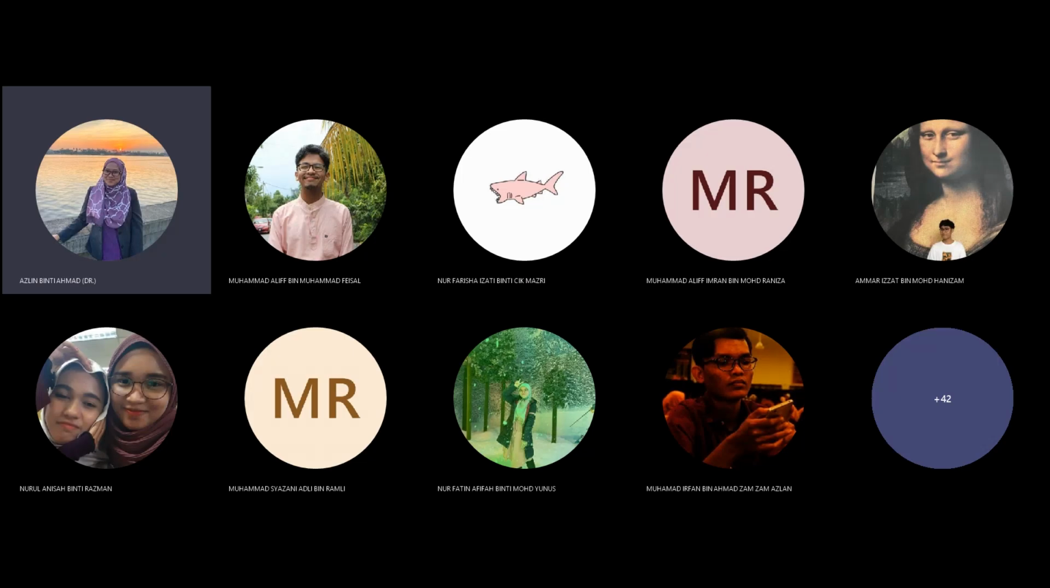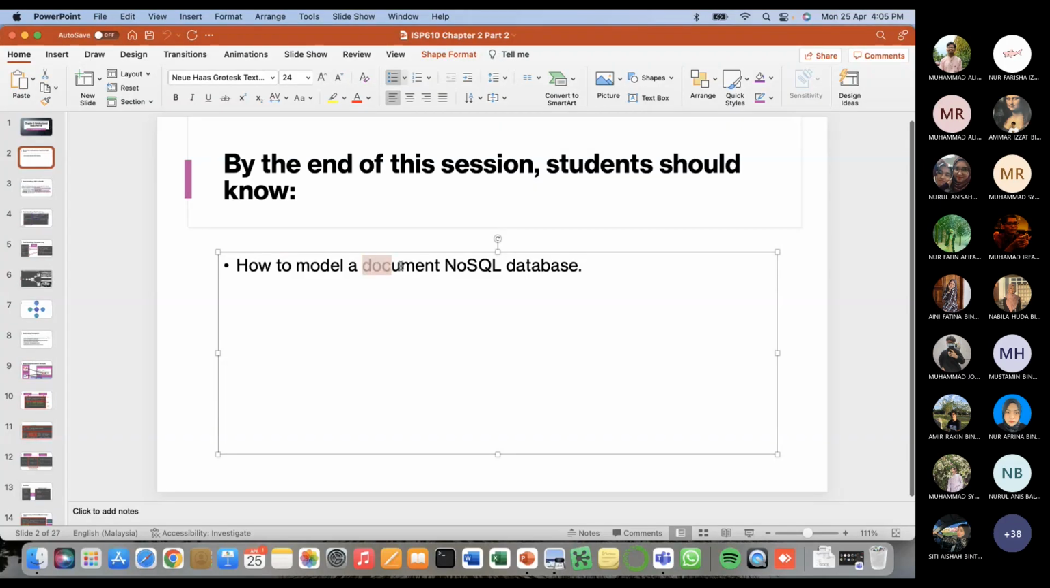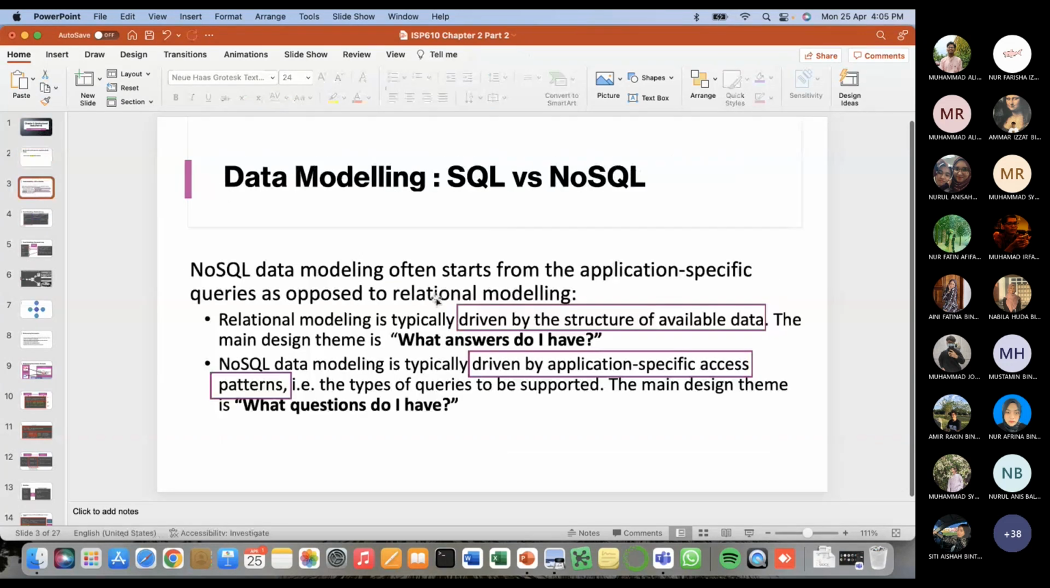Okay. Part 2 is how to model a document for NoSQL database. So when they say document, it means it refers to the document-based database. Okay. So this is just a recap from part 1.